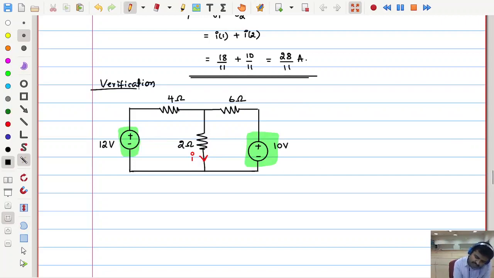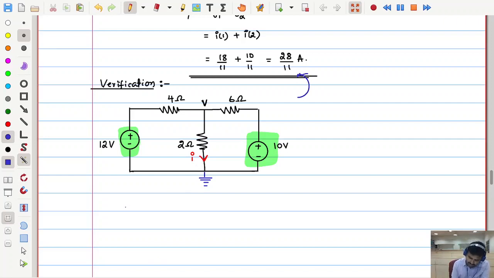How can I verify is that now, when both sources are acting, let me consider some voltage V here. Now you can use nodal analysis again. Previously only the 12 volt source or the 10 volt source was acting. Now both sources are acting. How much current I should get here? That current should match with this current. That is the verification.